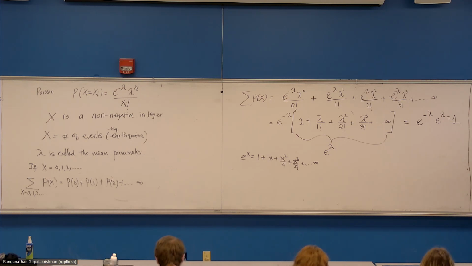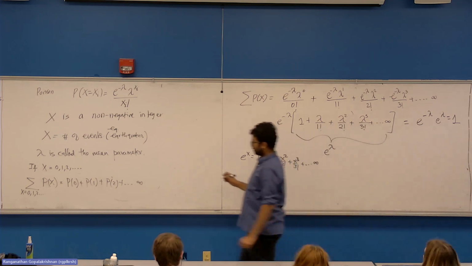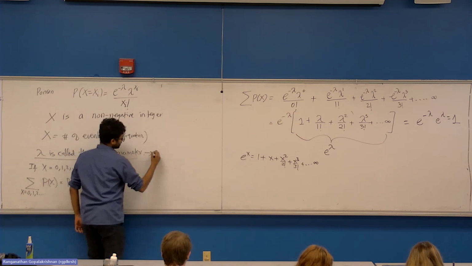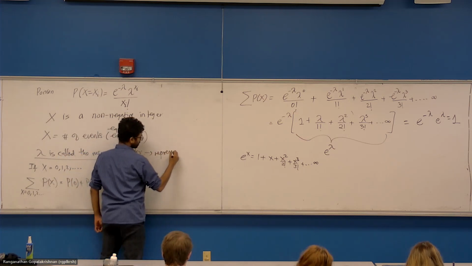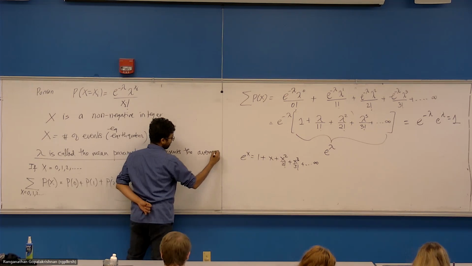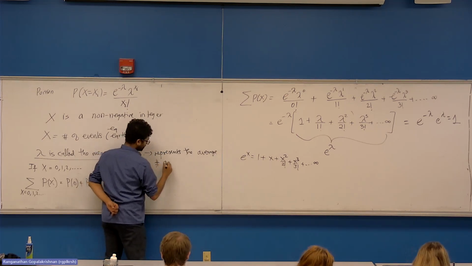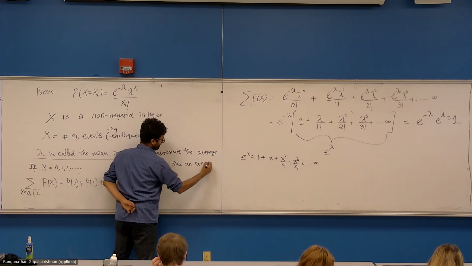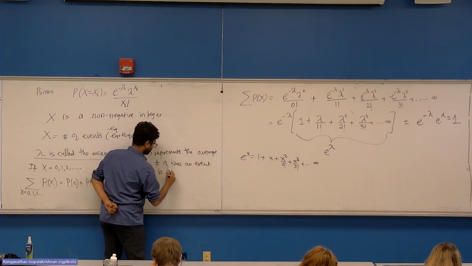All right. Now, this lambda, I told you, is the mean parameter. It represents the average number of times an event is expected to happen.